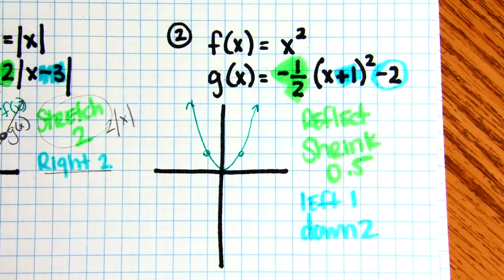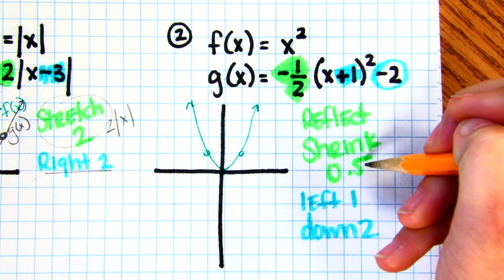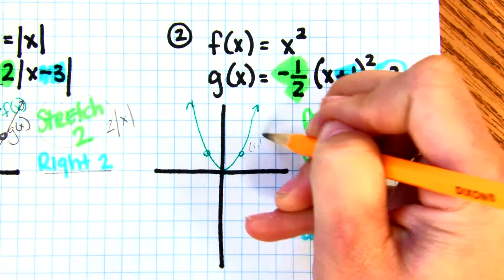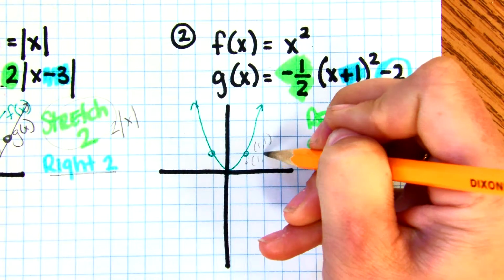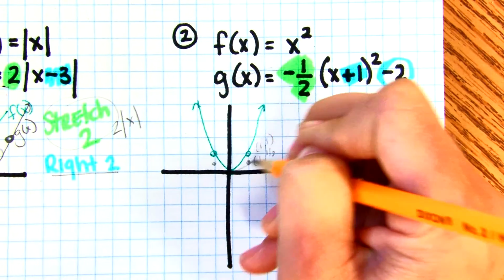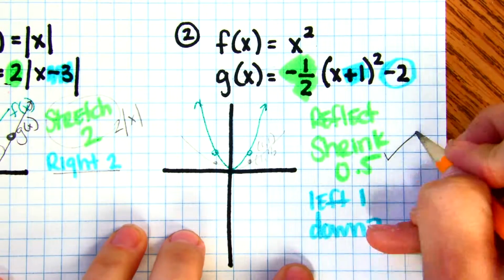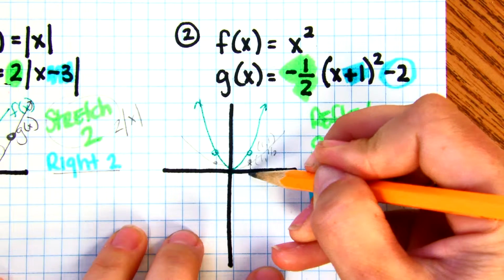I'm going to start by reflecting and shrinking it by 0.5. I'm going to shrink it first. So this was 1, 1. It's going to shrink by half, so now it's going to be 1, 1/2. It'd be here and here. All right? So shrinking, done. I'm now going to reflect it, so instead of it being 0.5 up, it's 0.5 down.